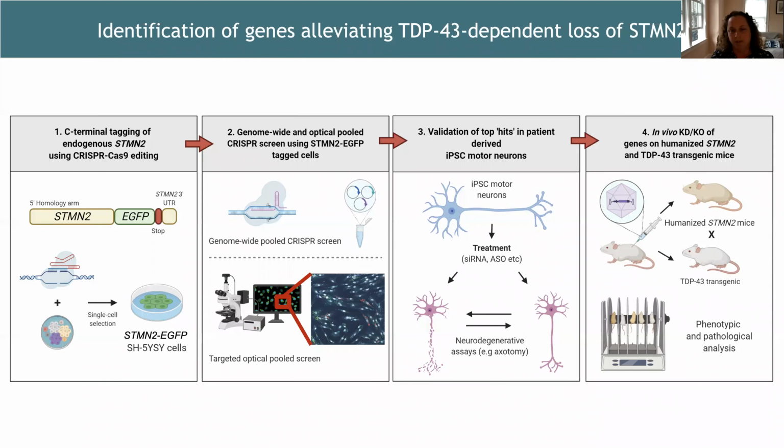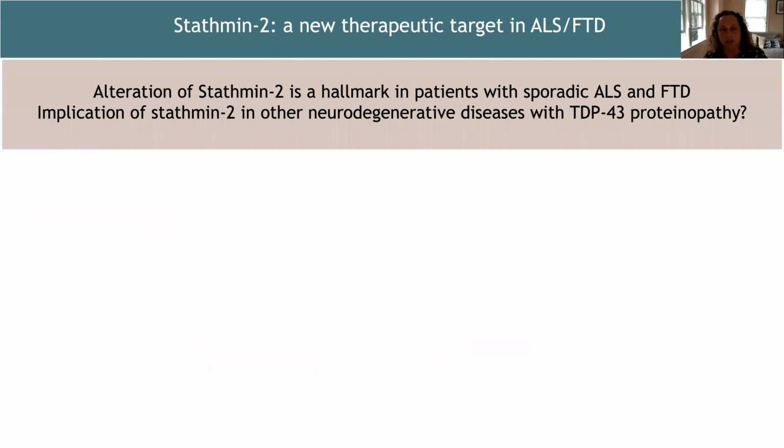So to conclude this part, I've shown you that alteration of stathmin-2 is a hallmark in patients with sporadic ALS and FTD. And we are now looking at the implication of stathmin-2 in other neurodegenerative diseases. And of course, in Alzheimer's disease patients, we know that 30% of them have the TDP-43 proteinopathy. So we're looking at that.